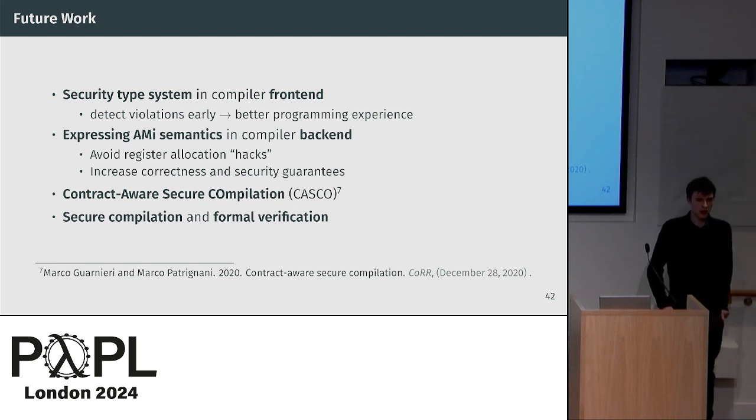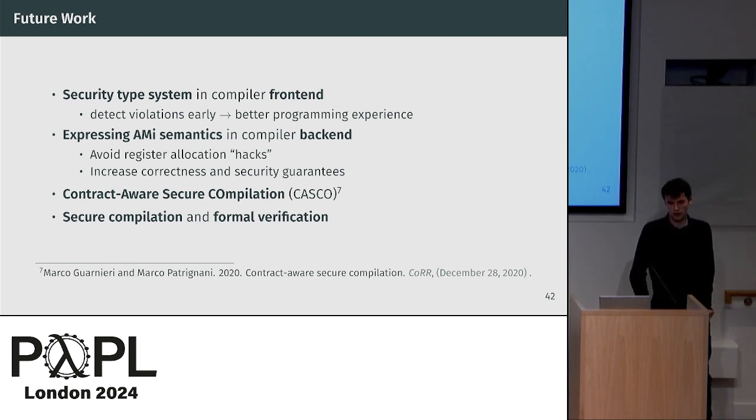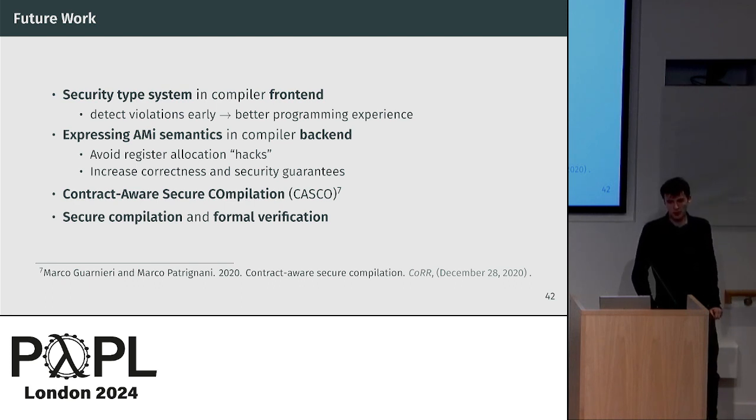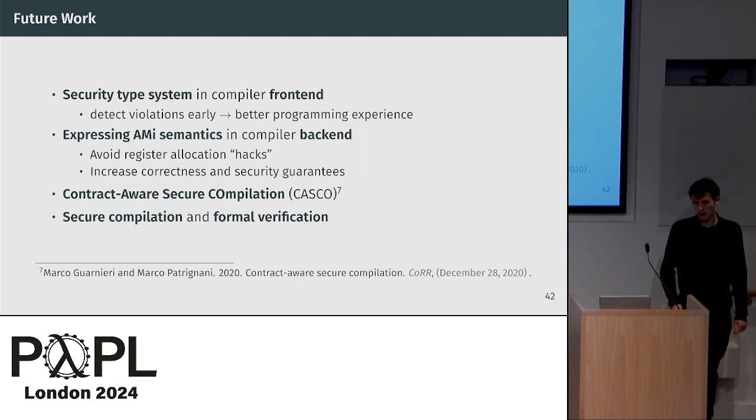For future work, it may be interesting to implement a security type system in the front end in order to detect violations earlier, which should result in a much better programming experience. Furthermore, being able to express AMI semantics in the compiler backend would be useful to avoid needing these register allocation hacks that we've been using. But it could also increase the correctness and security guarantees, which are at the moment quite low.